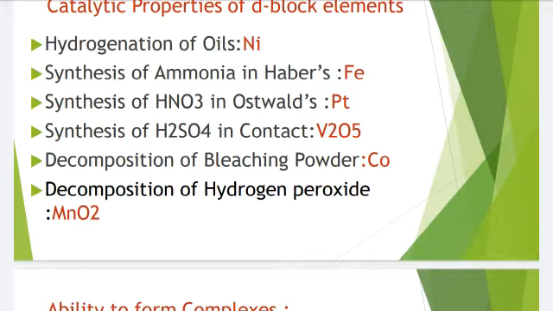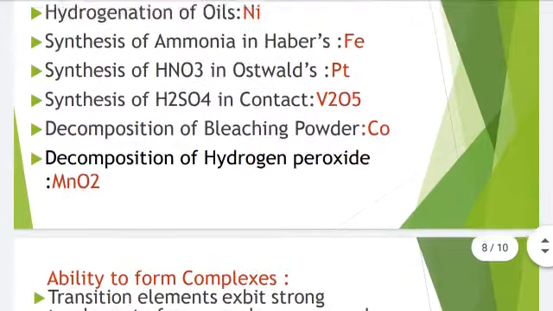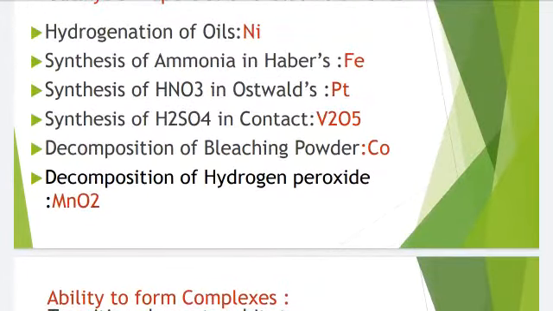Synthesis of ammonia in Haber's process uses iron. Synthesis of nitric acid in Ostwald process uses platinum as a catalyst. Synthesis of H2SO4, sulfuric acid, in contact process uses vanadium pentoxide as a catalyst. Decomposition of bleaching powder uses cobalt as a catalyst. Decomposition of hydrogen peroxide, manganese dioxide is used as catalyst. So d block elements are used as catalysts.